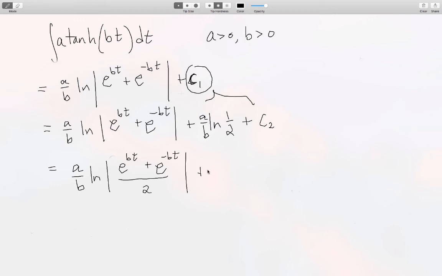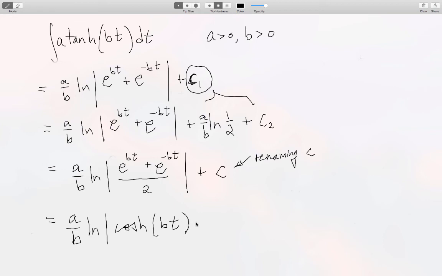And maybe you kind of know why I would want to write it that way, and I'll just rename. It's just an arbitrary constant out there. It's because this is the hyperbolic cosine. So this is a over b ln hyperbolic cosine of bt. And I have a plus constant there, and now hyperbolic cosine kind of looks like that. So hyperbolic cosine is always positive, and it kind of looks like that.